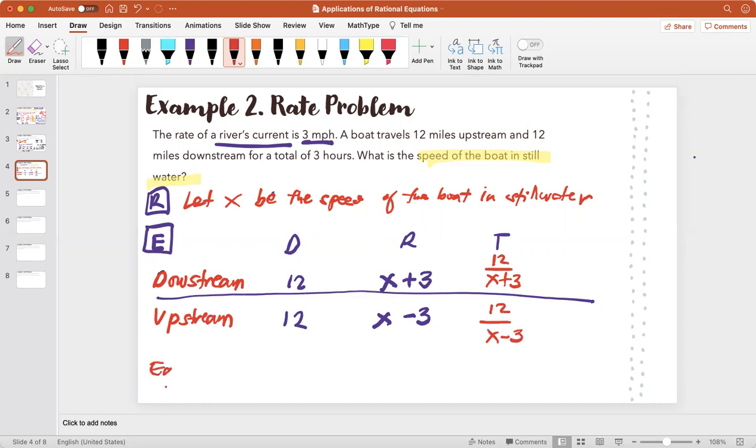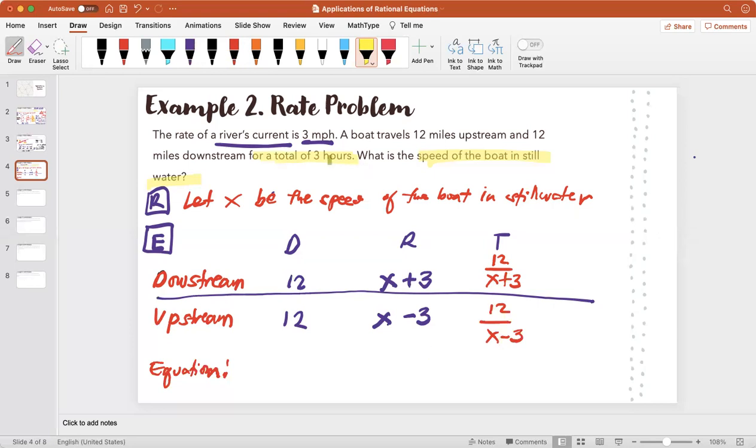And based on that, what's our equation? Can we just equate these expressions? It did not say that the times are equal. What did it say about the time? Did it say that the times are the same? No, it said a total of 3 hours. So that means when we get the total of the time, it's equal to 3. And these are your times: 12 over x plus 3, the time downstream, and the time upstream is 12 over x minus 3.